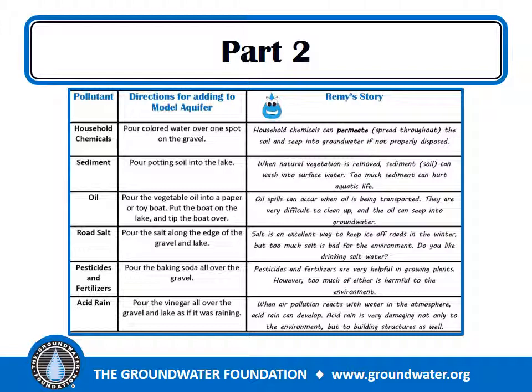You will want to distribute the 6 pollutants to each group of students, allowing each student to have 1 or 2 pollutants. We highly recommend pre-sorting the pollutants into small storage containers or cups to reduce mess and control the amount of pollutant the students add into the model aquifer. Recommended amounts of pollutants can be found in the teacher's guide.